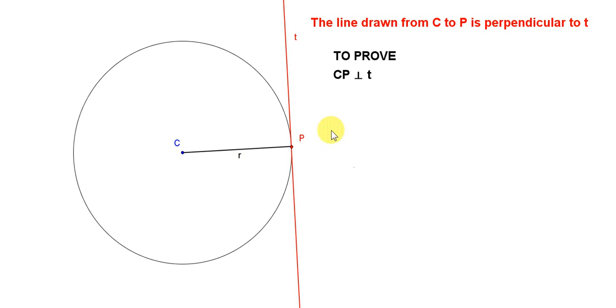Now we are going to prove that the line drawn from the centre of a circle to the point of contact of a tangent to a circle is perpendicular to the tangent. So in this case we're going to prove that the line segment CP is perpendicular to the tangent T.